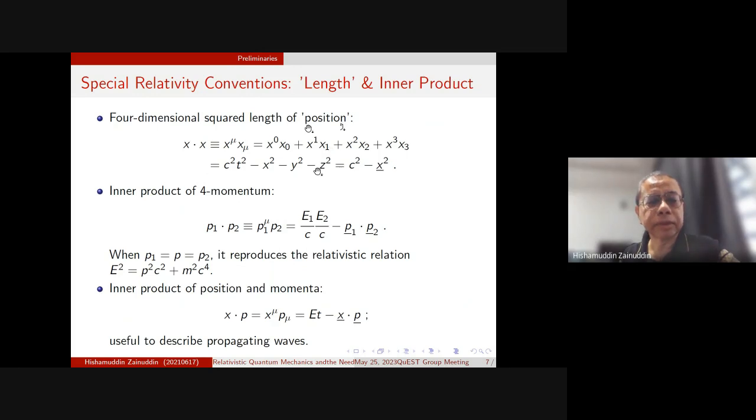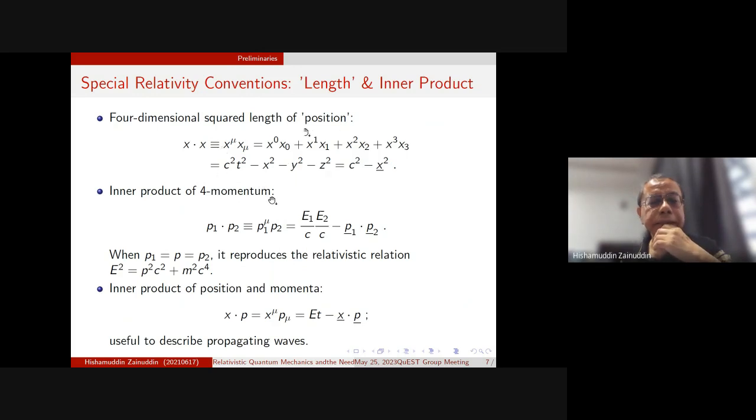You have probably seen this in a different form. You have a differential instead, dx^μ. Then this will be c² dt² minus dx² minus dy² minus dz², and that gives you the absolute 4-interval squared.